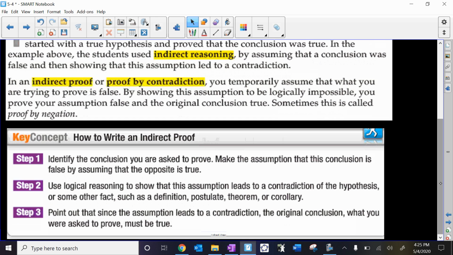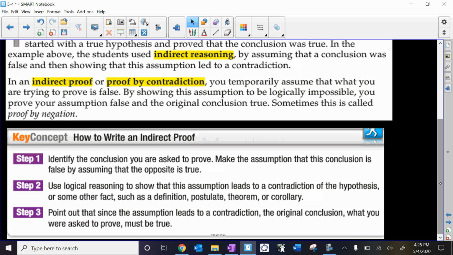Okay, so step 1. You're going to identify the conclusion of what you are trying to prove, and then you are going to state the complete opposite of whatever that conclusion is. So if I give you a conclusion that states a pen is red, you're going to state a pen is not red to get yourself started.